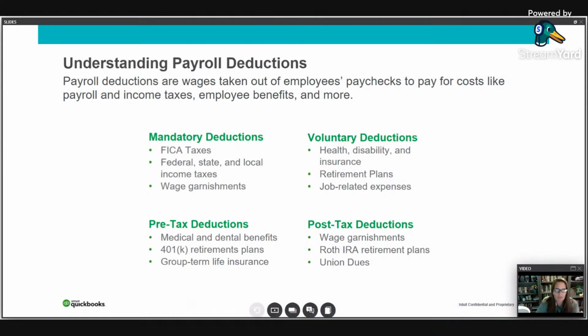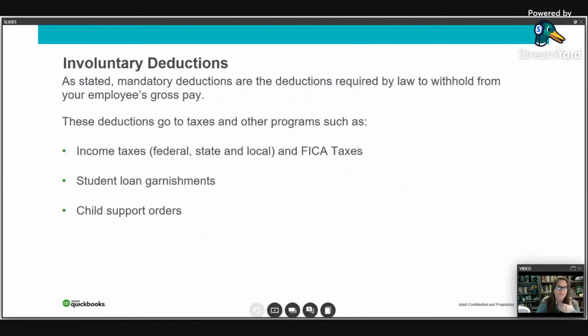So when we're talking about payroll deductions, we have mandatory deductions, which are going to be any of your FICA, that's your Social Security, Medicare, federal, state, local income taxes, any wage garnishments, child support, anything that the court has ordered as a garnishment. Then there are voluntary deductions, which might be health, disability, retirement plans, job-related expenses. You also have pre-tax deductions, which might be medical, 401k, life insurance, and then you have post-tax deductions, which again, those may be the wage garnishment. It could be union dues, things like that.